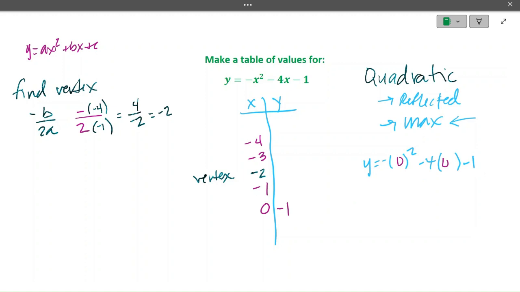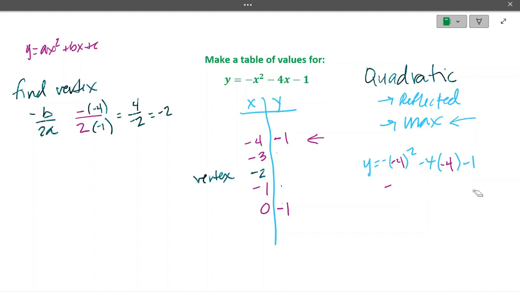Now what I also know about quadratics, and I'll show you, is that they are absolutely symmetrical. So I should see a value of negative 1 exactly 2 units away from the vertex on this side. Let's just double check that that is true. This is the other power of knowing the vertex. I have negative 4 squared is positive 16 times a negative, which is negative 16. I have negative 4 times negative 4, which is positive 16, minus 1. So that makes 0 minus 1, which is minus 1.